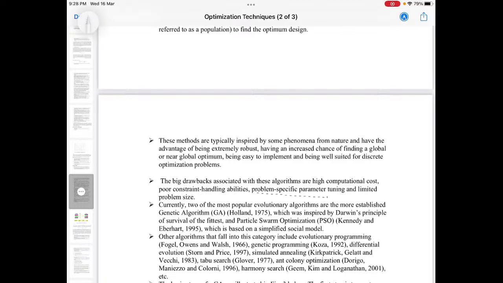The big drawbacks associated with these algorithms are high computational cost, poor constraint handling abilities, problem specific parameter tuning, and limited problem size. So these are the big drawbacks associated with these algorithms.